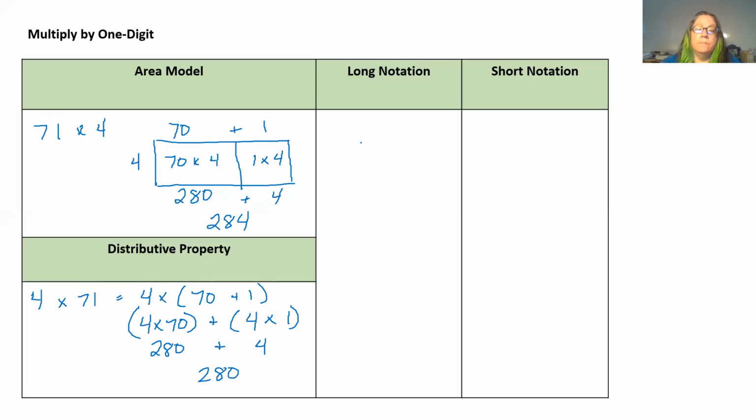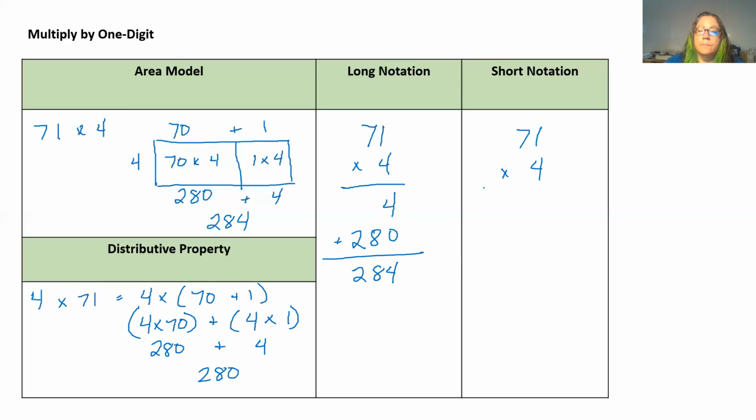Long notation, 4 times 1, 4 times 70, add it up. And short notation, 4, 28 in the tens place, there's my answer. Okay, 4 different methods for multiplying.